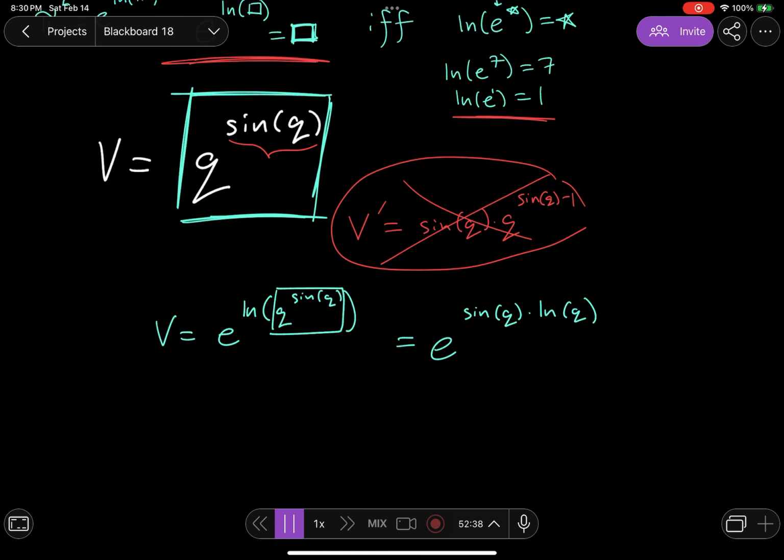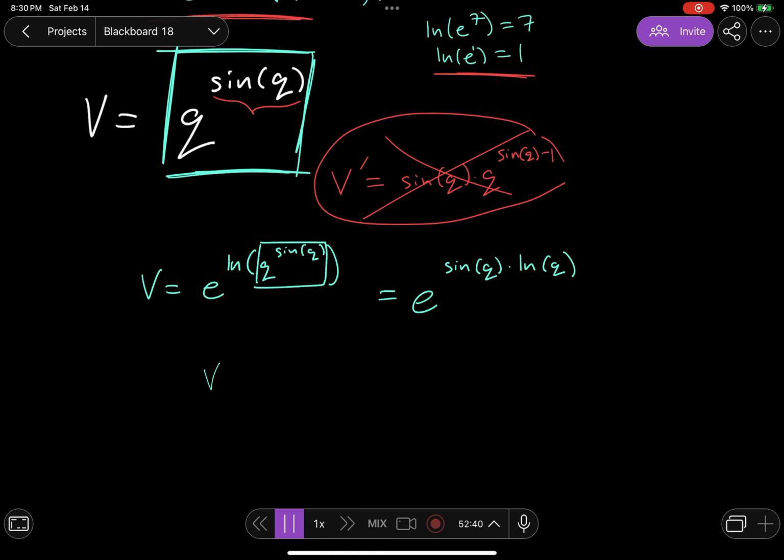And this is something I actually can take the derivative of. V prime is going to equal the derivative of the outside function, but that outside function is simply e to the something. So what I begin with is e to the power of sine q times the natural log of q. Again, I just took the derivative of e to the something, but then I have to multiply that by the derivative with respect to q of the inside function. What is that inside function? Sine q times the natural log of q.